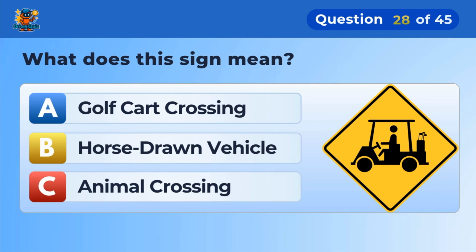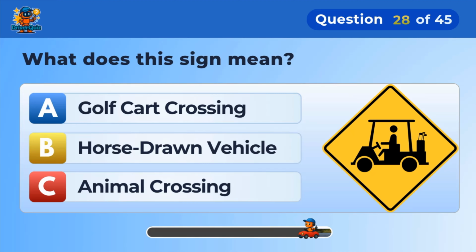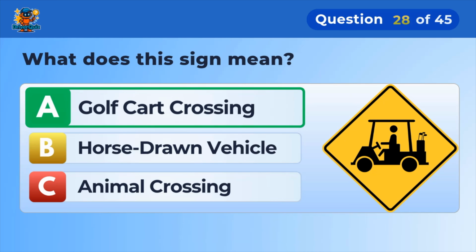Question 28. What does this sign mean? A. Golf cart crossing. B. Horse-drawn vehicle. C. Animal crossing. Let's check it out. Golf cart crossing.